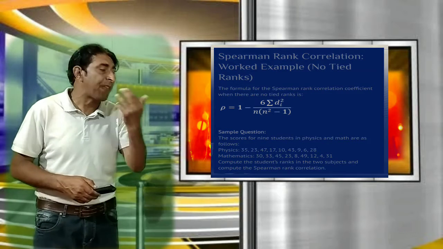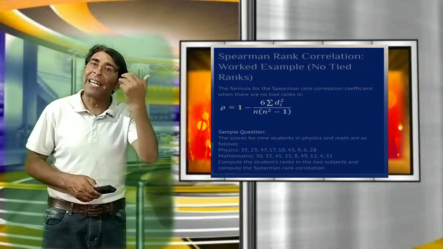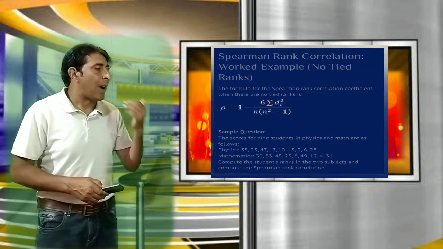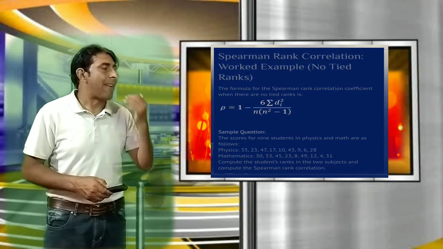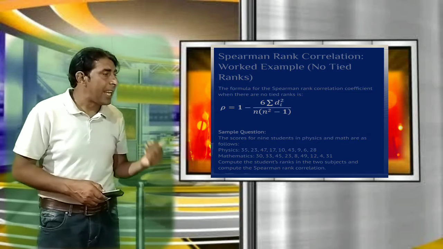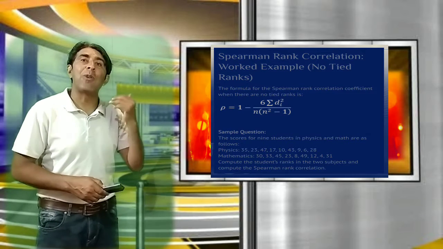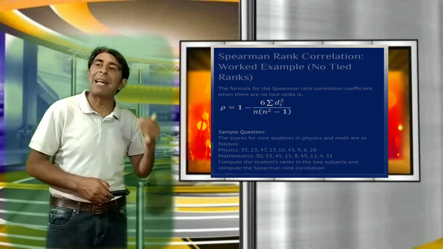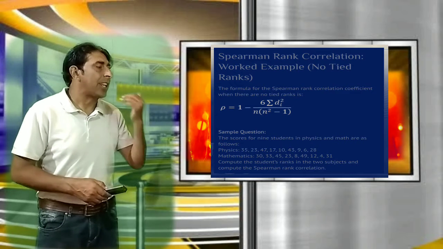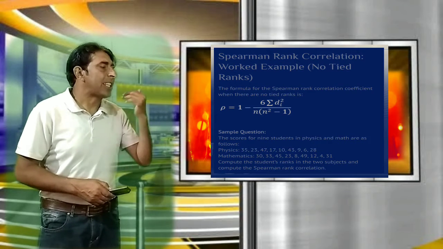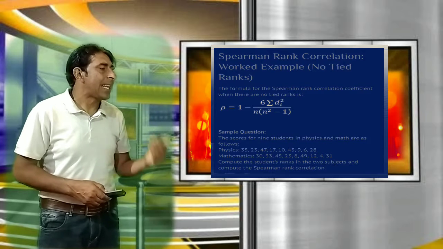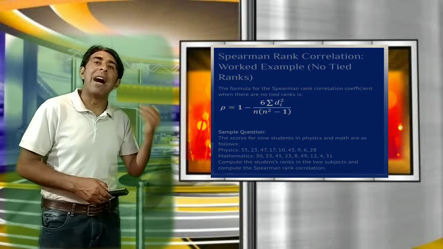We have the values in physics, the marks obtained by the 9 students: 35, 23, 47, 17, 10, 43, 9, 6, and 28. And then the marks in mathematics: 30, 33, 45, 23, 8, 49, 12, 4, 31.